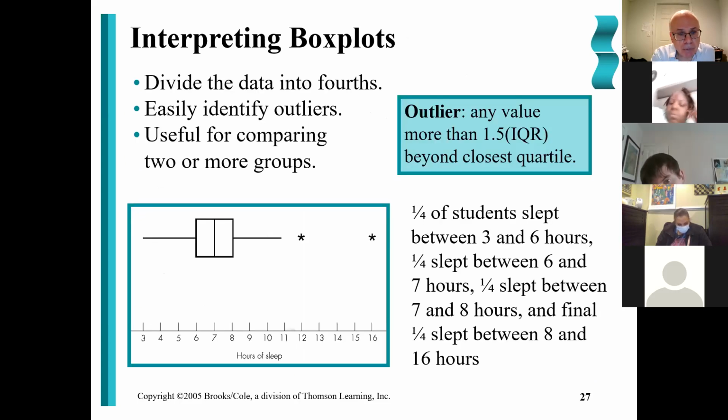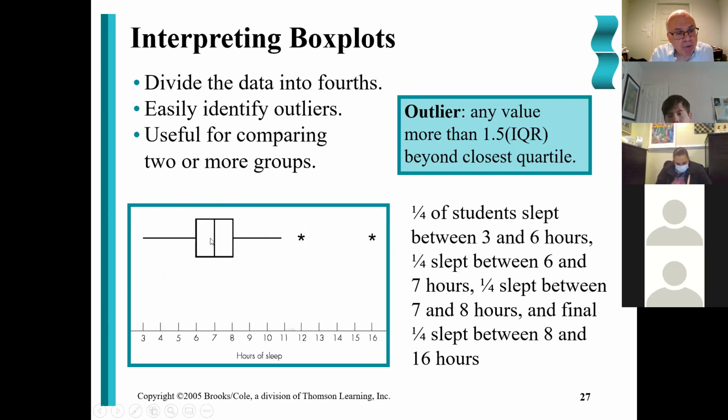All right. Interpreting box plots. Now, here is the deal. 25% of the data will always be between the lowest value and the lower quartile. 25% of the data will always be from the lower quartile to the median, this distance. 25% of the data is going to be from the median to the upper quartile. And 25% of the data is going to be from the upper quartile all the way to the maximum value.